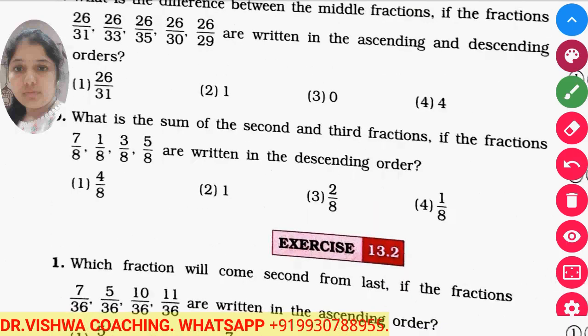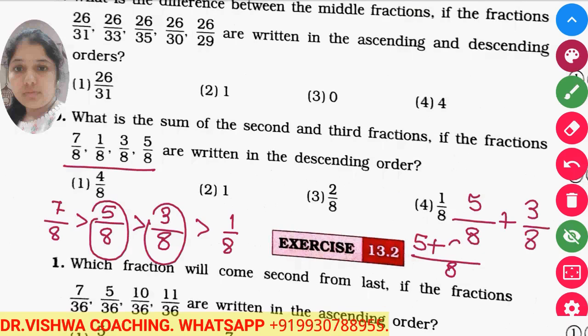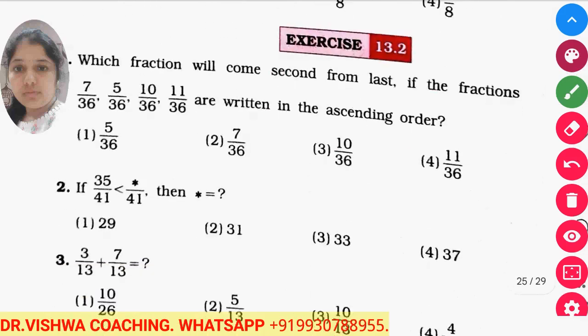What is the sum of the second and third fraction if the fractions are written in the descending order? Now see, denominators are same. We have to arrange in the descending order, so the greater numerator will come first, then smaller, then smaller, then smaller. Now which fractions come at second and third position? 5 by 8 and 3 by 8. Now we have to add them. So 5 by 8 plus 3 by 8. We have to just add the numerators. So 5 plus 3 upon 8 is equal to 8 upon 8, means 1. So your answer is option number 2.